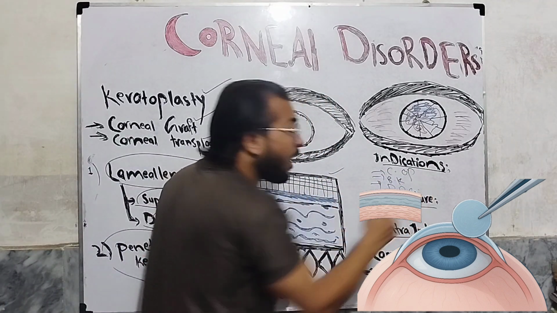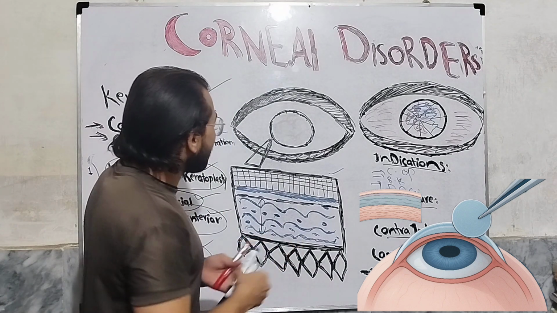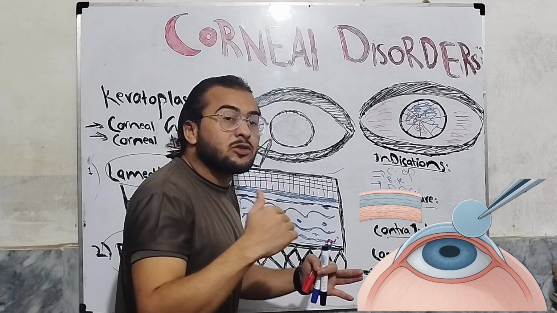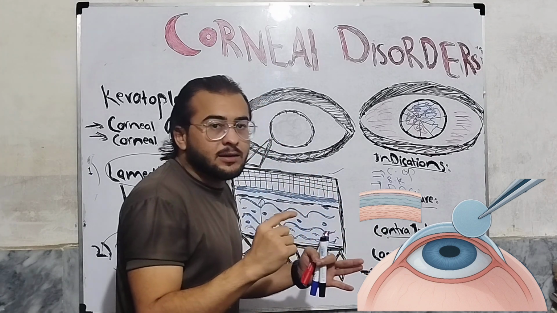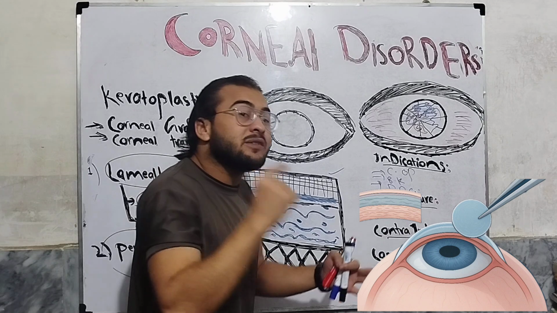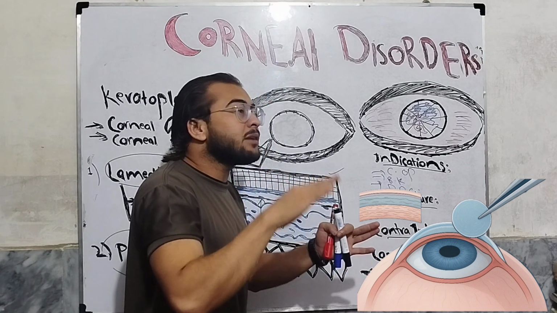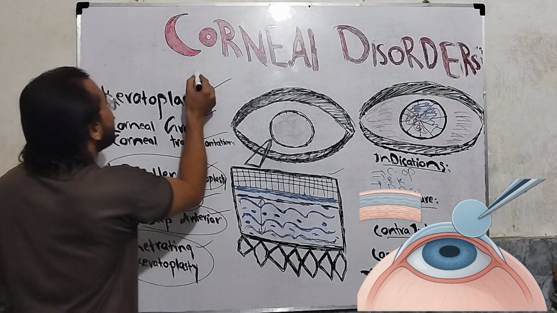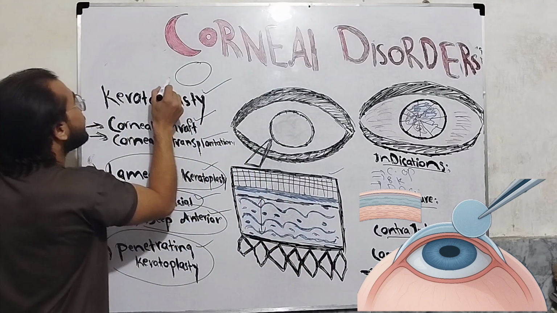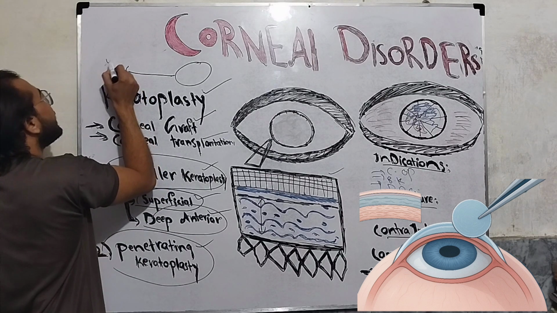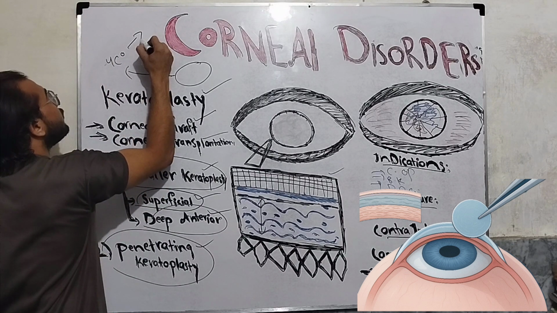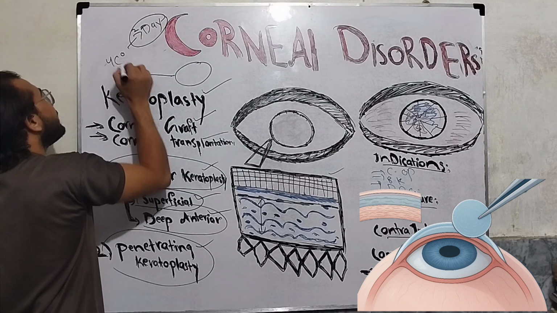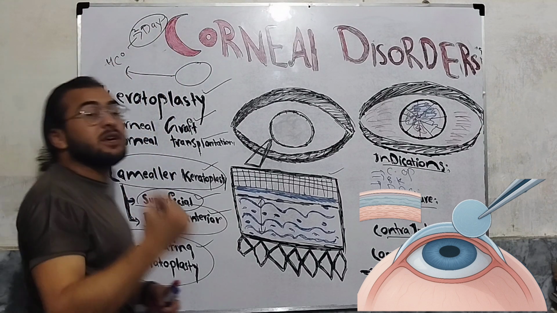Now the procedure. How do we do the procedure? First of all, within 6 to 48 hours of death, we remove the eye and preserve it. We can preserve the eye at 4 degrees centigrade for 2 days. If we remove the eyeball and keep it at 4 degrees centigrade, it can be preserved for only 2 days.